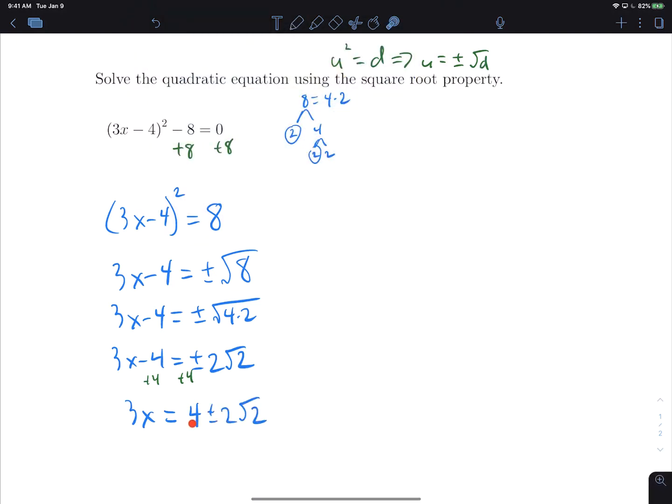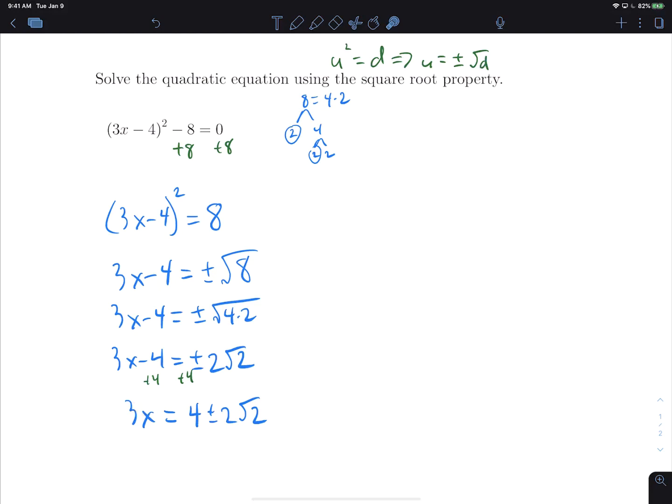Now, notice that I cannot combine the 4 and the 2 root 2. There's no addition that I can do here. The reason I can't do anything here is because this 4 doesn't have a radical, and this 2 does have a radical. So they're not actually like terms, or technically like radicals. So there's no adding them together.